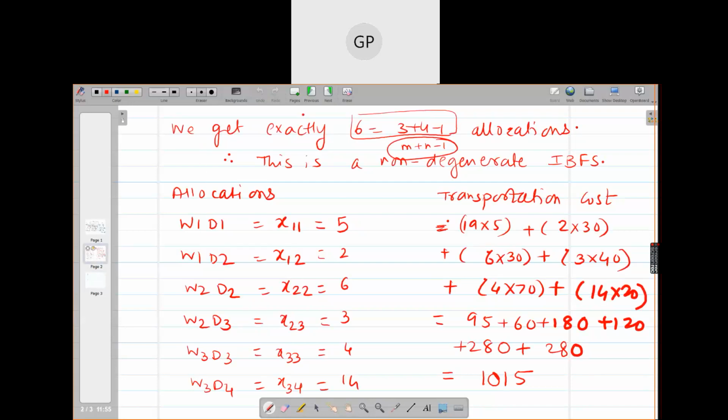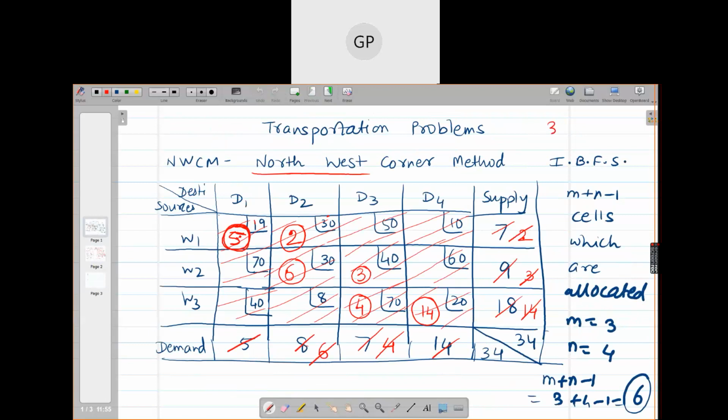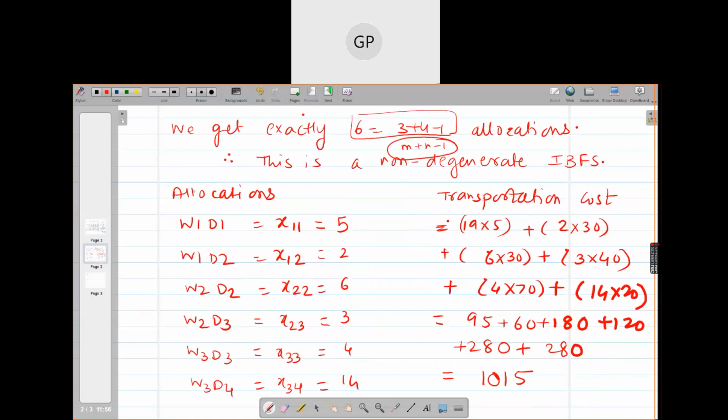See, in the exam, this is asked for 3 marks. Only 3 marks, huh? NWCM. 2 marks you will get for this whole procedure. And 1 mark for writing these allocations and final answer. If you don't write these allocations and transportation cost, then 1 mark will be cut. You will get only 2 marks. Is that clear? Finding IBFS is asked for 3 marks. Now you solve this problem.